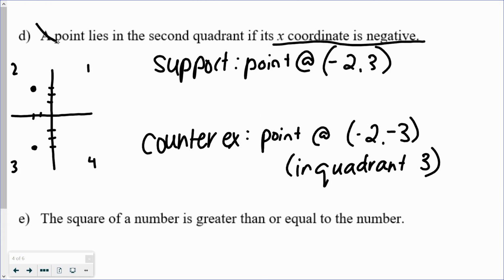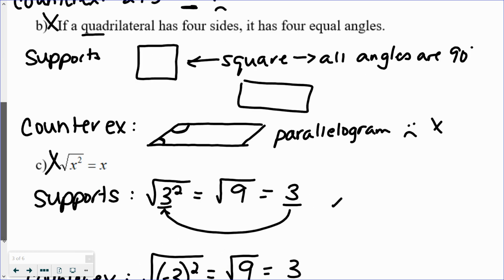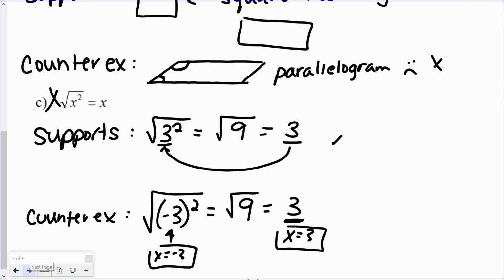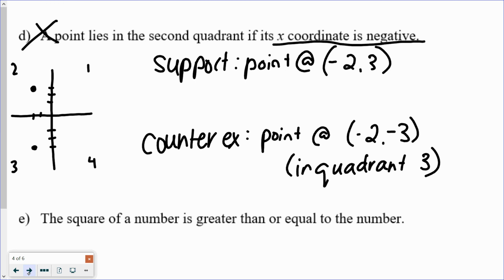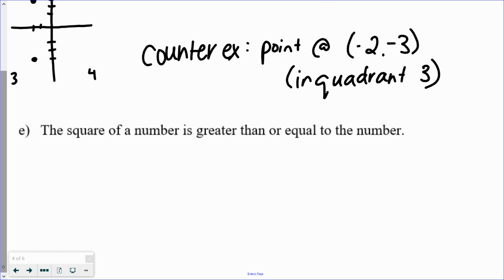So again, just like with the last couple, I probably didn't X them out. These conjectures have been proven to not be true, right? If we find even one counterexample, that conjecture is invalid. So E, the square of a number, is greater than or equal to the number. All right.